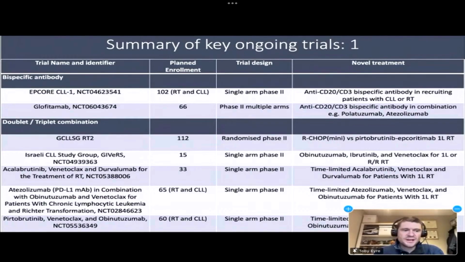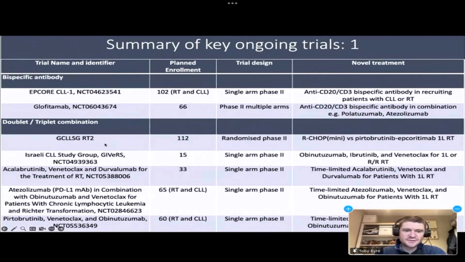Now, of course, in theory, there's lots of rational combinations that you can look at from clinical trials. And this is just a summary of some of the ongoing clinical studies that we've seen. There's a lot of detail on this slide. I just want to highlight a couple of things. So firstly, the bispecific antibodies are being studied in more detail. So we should see more, hopefully some more data there in the future.